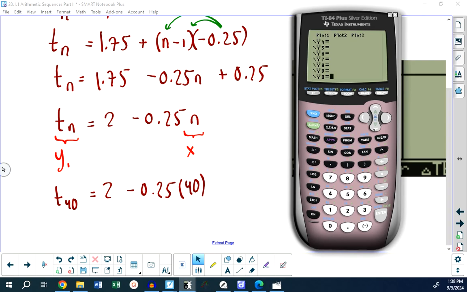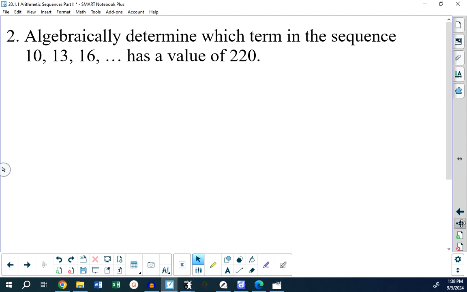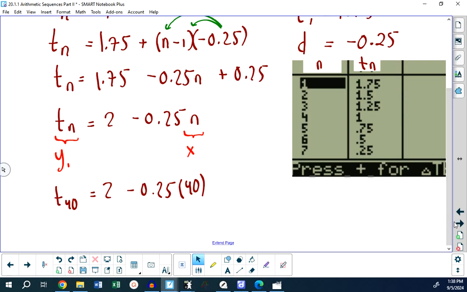All right, let's move on. Algebraically determine which term in the sequence has a value of 220. I'm not expecting that you remember everything that we talk about, but how many of you see that this question is the same type of question as the one where we were trying to find out which term was 170? It's the exact same thing. Well, what we can do is find the general term formula first. In question 1, we were putting n equals 40 in and figuring out what Tn is. We're going to do the opposite now.